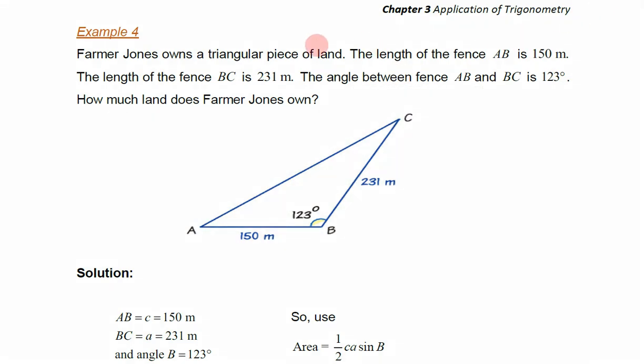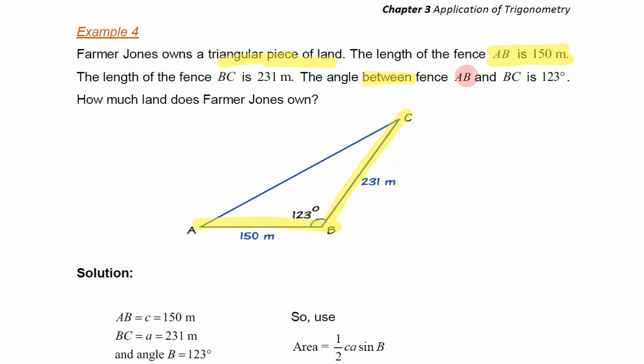For this one, Farmer Jones owns a triangle piece of land. So we have a piece of land, the triangle, which is triangular. The length of the fence for AB is equal to 150. So AB is equal to 150, from here to here. The length of the fence for BC is 231 meters.